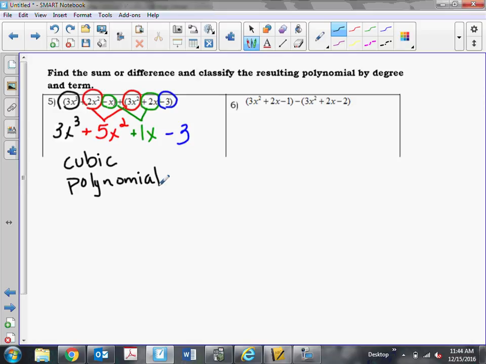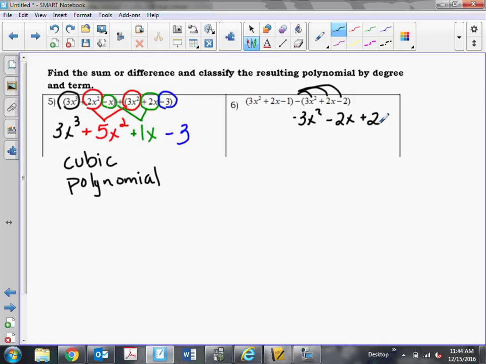Take a look at number 6. If we look at number 6, we should notice that we are subtracting our polynomials. So before we can do anything, we need to distribute that subtraction sign to the entire polynomial. So that way I am subtracting the entire polynomial, not just part of it. So if I subtract it, I get a negative 3x squared minus 2x, and then this now becomes a plus 2 because a negative and a negative 2 make a positive. So remember, 2 negatives create a positive.